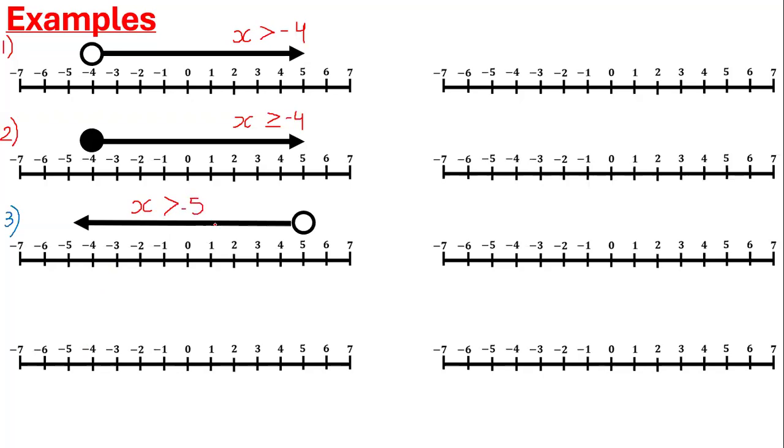It ain't -5. It's supposed to be positive 5. Okay. And that sign ain't correct. What do you mean my sign is not correct? It's greater than, not less than. Does that mean my sign is wrong? Yes, sir. The sign is wrong. How is my sign wrong?